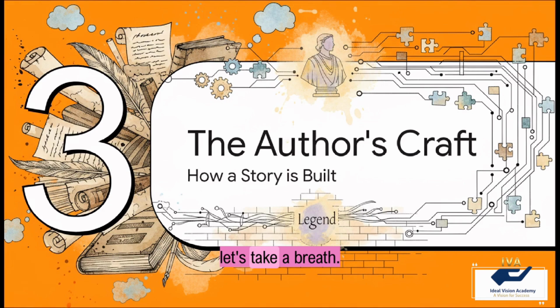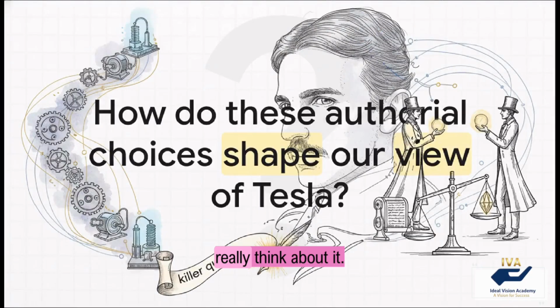Okay, let's take a breath. We've seen the tools, we've seen how they're used. Now, let's just step back for a second and look at the big picture. What's the final effect of all these choices the author made? I mean, really think about it. The author didn't just dump a list of facts on you. They chose them, they arranged them. So how does the story they built, the timeline, those comparisons, that brutal quote, how does it actually make you feel about Nikola Tesla?